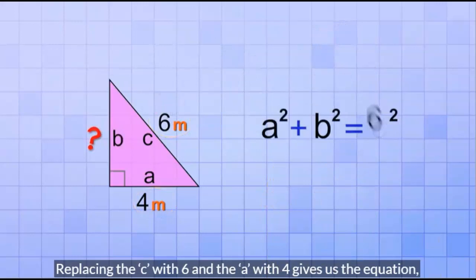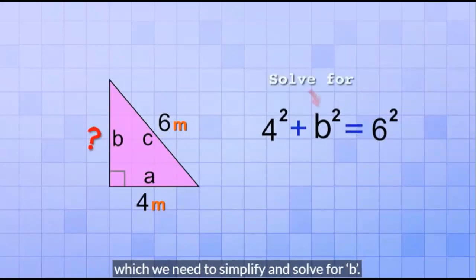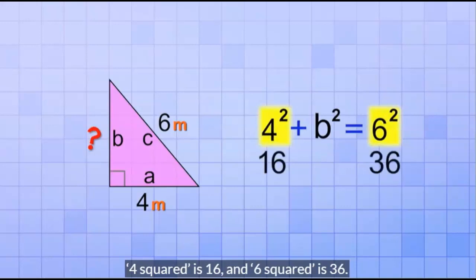Replacing the C with 6 and the A with 4 gives us the equation 4 squared plus b squared equals 6 squared, which we need to simplify and solve for b. First, let's simplify the exponents. 4 squared is 16, and 6 squared is 36.